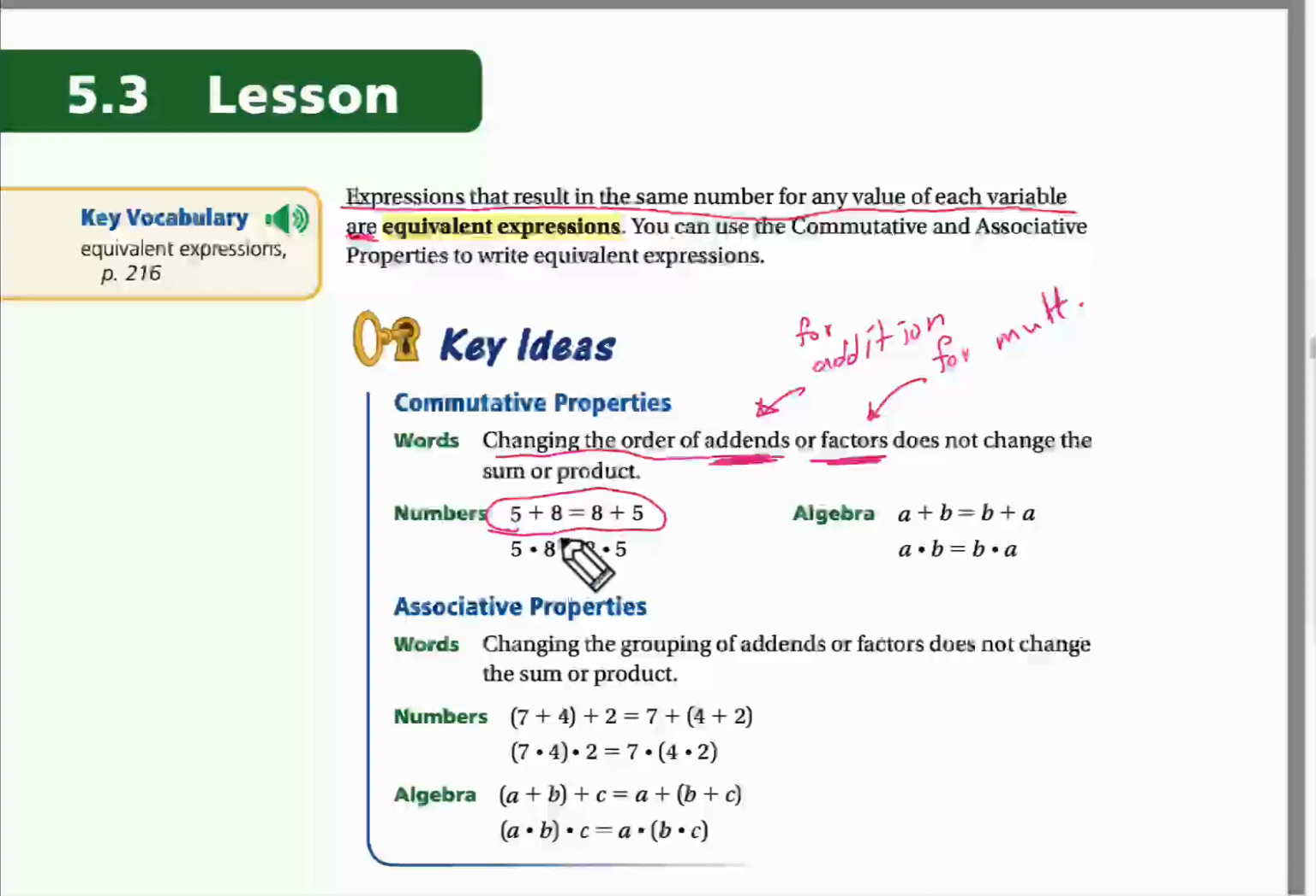So 5 plus 8 is the same as 8 plus 5. And in algebra, we can write it a plus b equals b plus a. And also for multiplication, changing the order of factors will not change the product. So 5 times 8 is the same as 8 times 5. And in algebra, we write it using letters. A times b equals b times a. So this is commutative property.